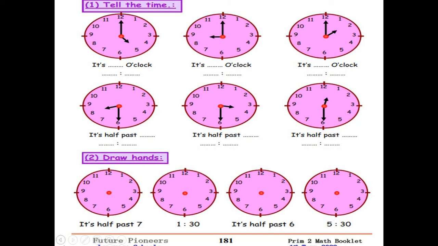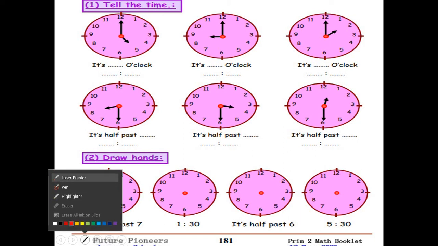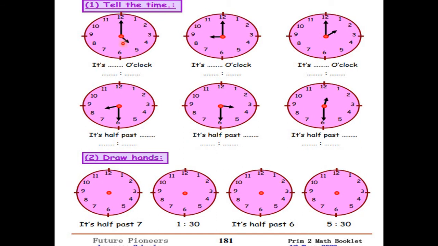Here, in the first one, the short hand points at 5 and the long hand points at 12. So it's what? It's 5 o'clock. And in digital, in the hours, 5. And in minutes, when the long hand points at 12, it means 0 minutes.